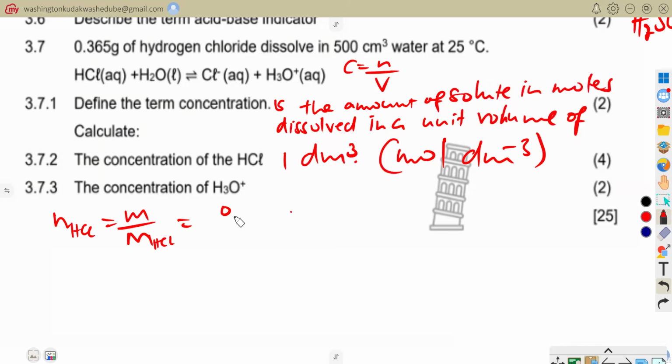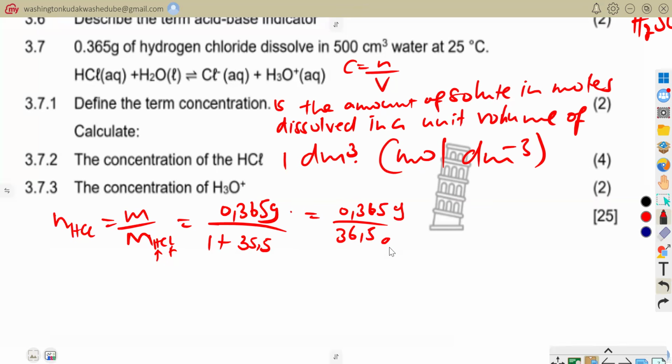So the mass is 0.365 grams divided by the molar mass. The atomic mass of hydrogen is 1 plus the atomic mass of chlorine, 35.5. So this is 0.365 divided by 36.5, in grams per mole, so that our answer would be in moles. If you divide 0.365 by 36.5, you get 0.01 moles.